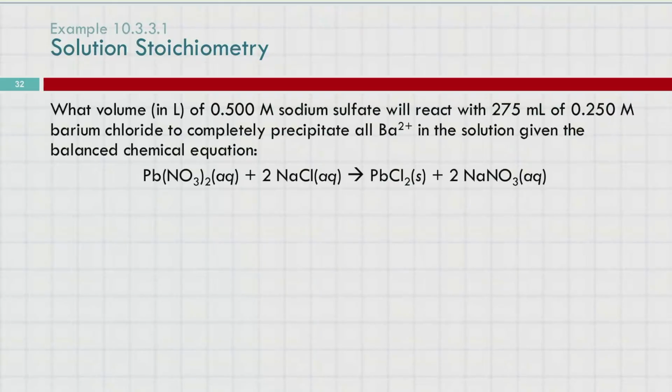The word problems also get more complicated, potentially. What volume? So we're looking for volume. What volume in liters of, key connecting word of, 0.500 molar sodium sulfate will react with 275 milliliters of that molarity barium chloride to completely precipitate all barium in the solution given the balanced chemical equation. Where do we start? Or where do we end?